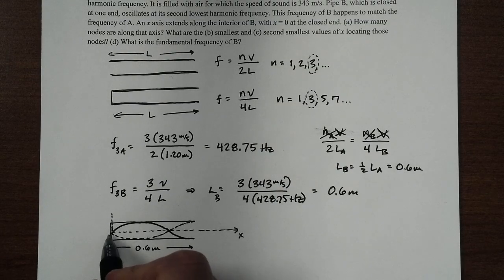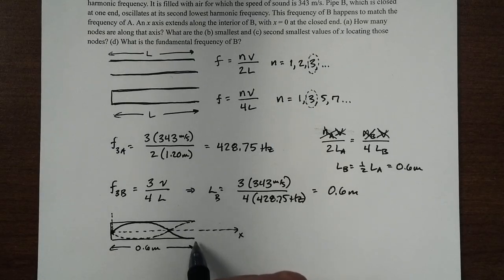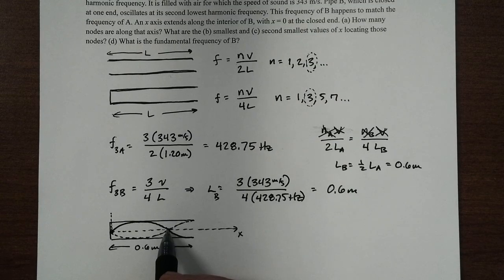There is a node right here, a node right here, and then an antinode here and an antinode here. Again, this is trying to not tell you that things move up and down in this pipe, but rather that at this point air particles are moving back and forth a lot. At this point, air particles actually don't move. Back over here, air particles are moving back and forth a lot. Here, air particles don't move.